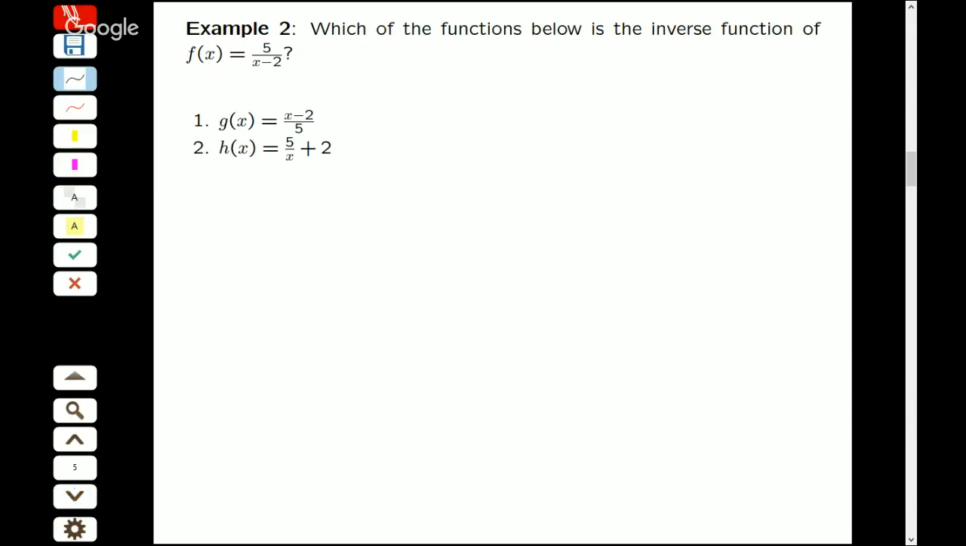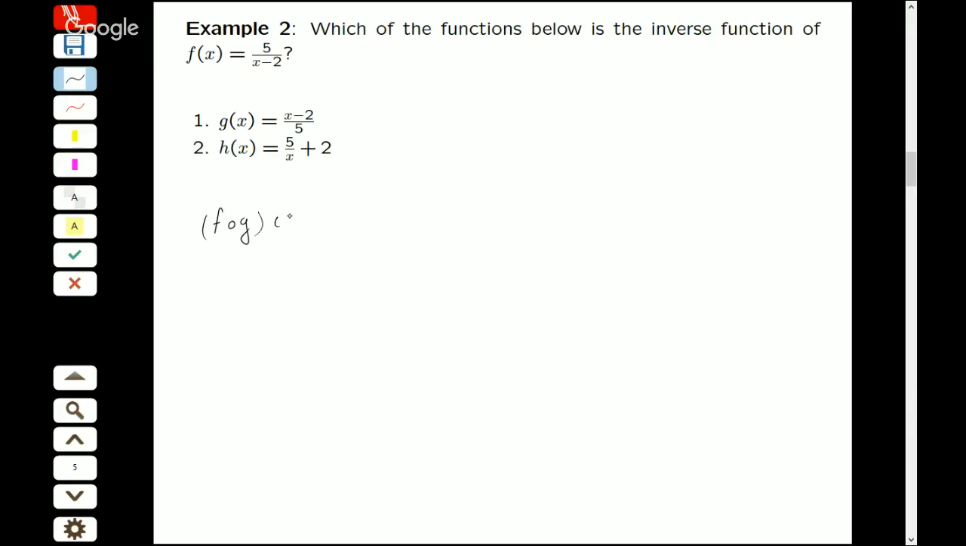Let's look at some examples. Which of the functions below is the inverse of the function f of x equals 5 over x minus 2? Well, I know for them to be inverses that the function composition has to be equal to the identity function. So let's do f composed of g.